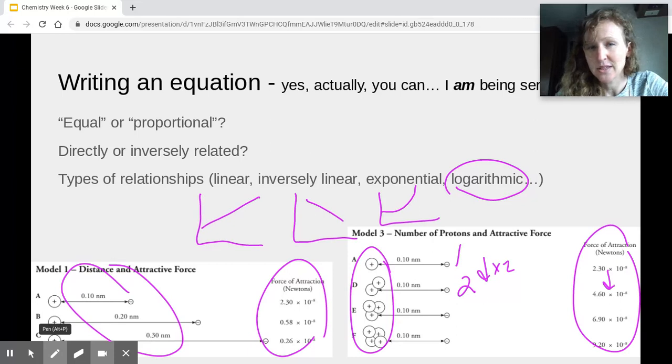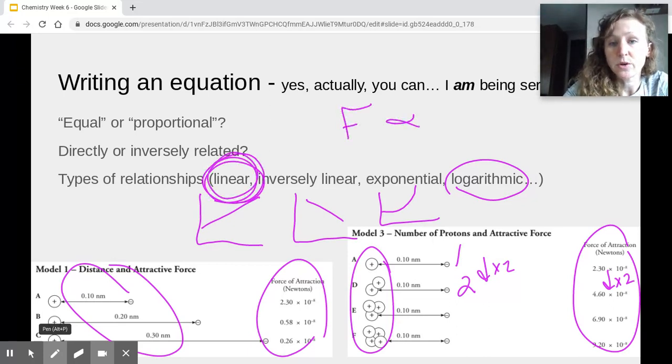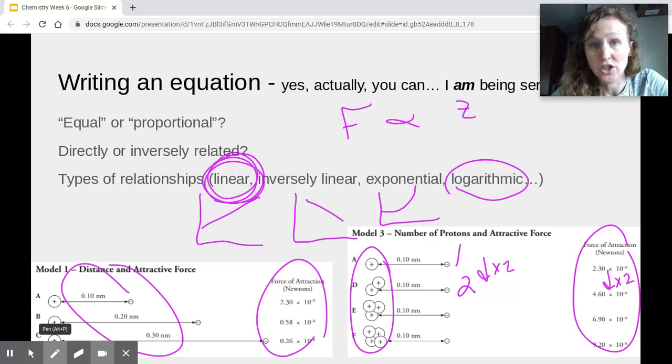Does it get doubled? Does it get tripled? Does it get quadrupled? And you can see here that it basically gets doubled. So as protons are doubled, force of attraction is doubled. That's a linear relationship. So force being proportional to Z is actually a really good description of that relationship. Now, we are going to look at this in a graph, and you can get the same information graphically. I'll show you that in just a second.